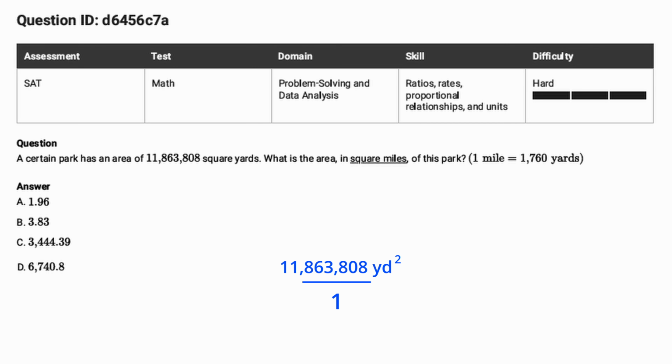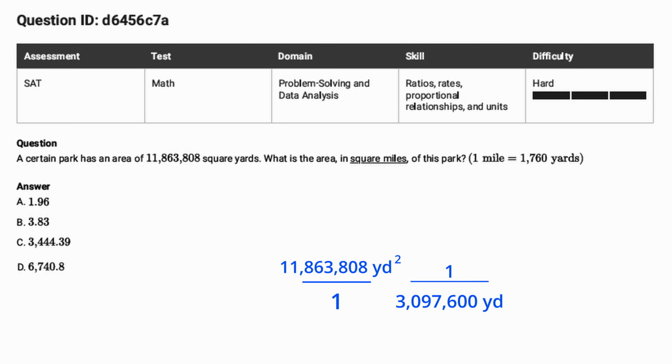11,863,808 yards squared over 1 times, we have to put yards squared in the bottom right. So 1,760 yards squared in the bottom right. Since it's yards squared, we have to square the 1,760. So it's going to actually be 3,097,600. I know it's confusing, but just bear with me, guys. So that's what we have in the denominator, and we're just going to have 1 mile in the numerator.